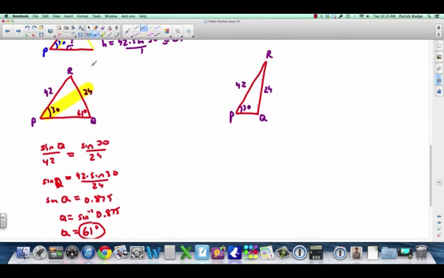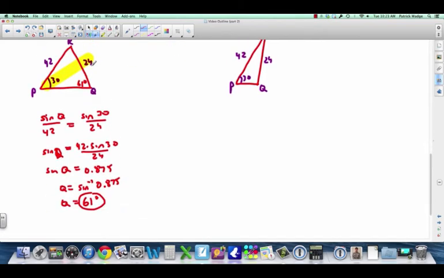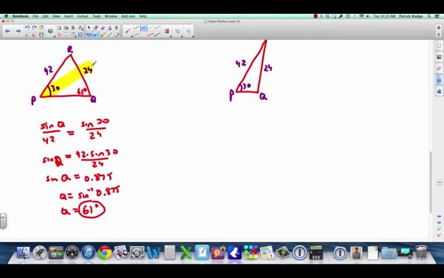Remember, I have to solve everything here. I have to find all the angles, all the sides. What would be the next thing to find? That'd be pretty easy. Well, if we know angle Q and we know angle P, we can definitely get angle R. Angle R is equal to, what do they all add up to? 180. So it's equal to 180 minus the 61 minus the 30. And if you do that, you get 89 degrees. So this is 89 degrees.